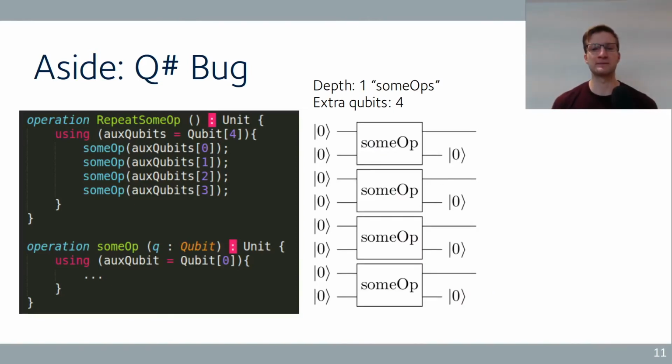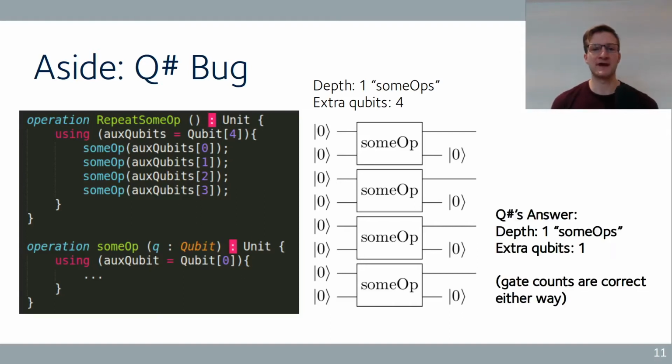4 extra qubits. Now where Q-sharp has a bug is that it optimizes these separately and doesn't notice that these conflict with each other. If we want to do this in depth 1, we need 4 extra qubits, but it will answer that you can do it in depth 1 with 1 extra qubit.